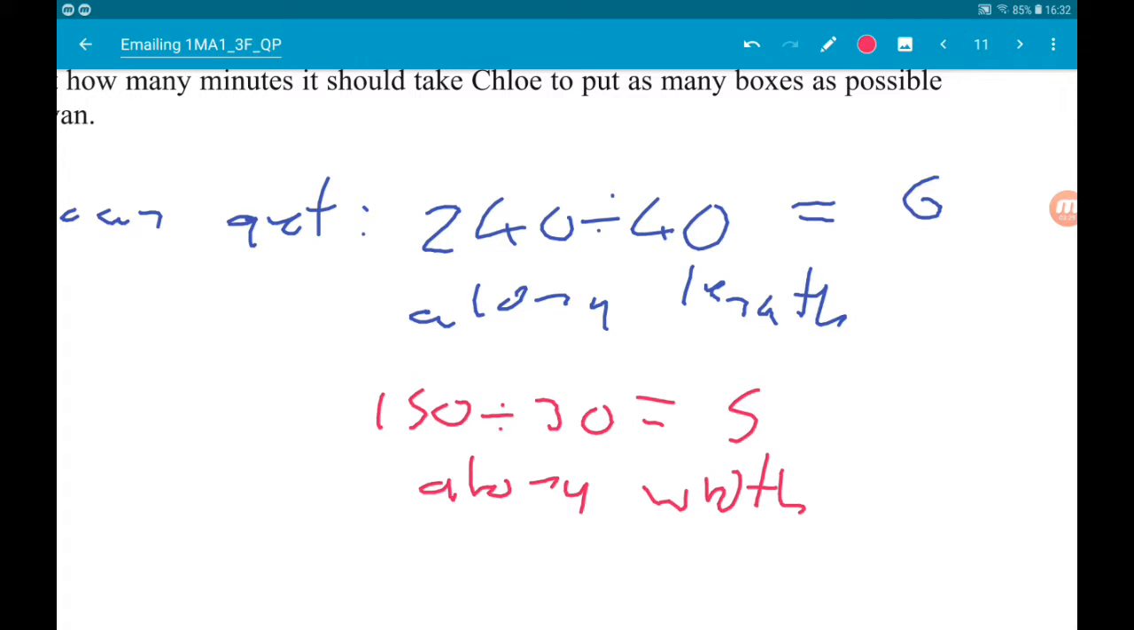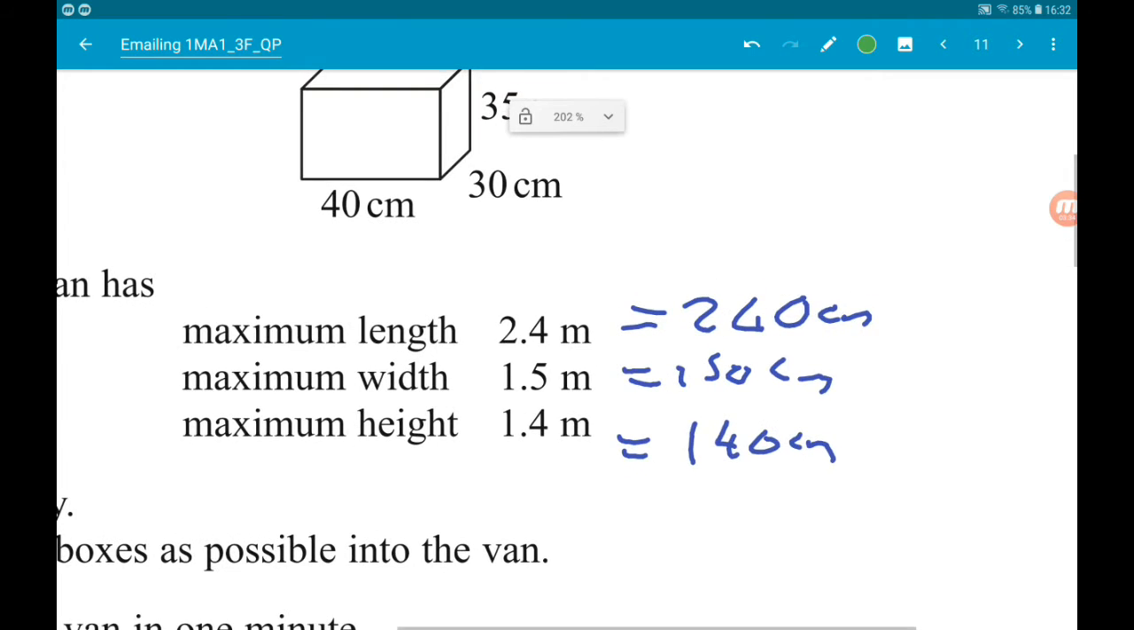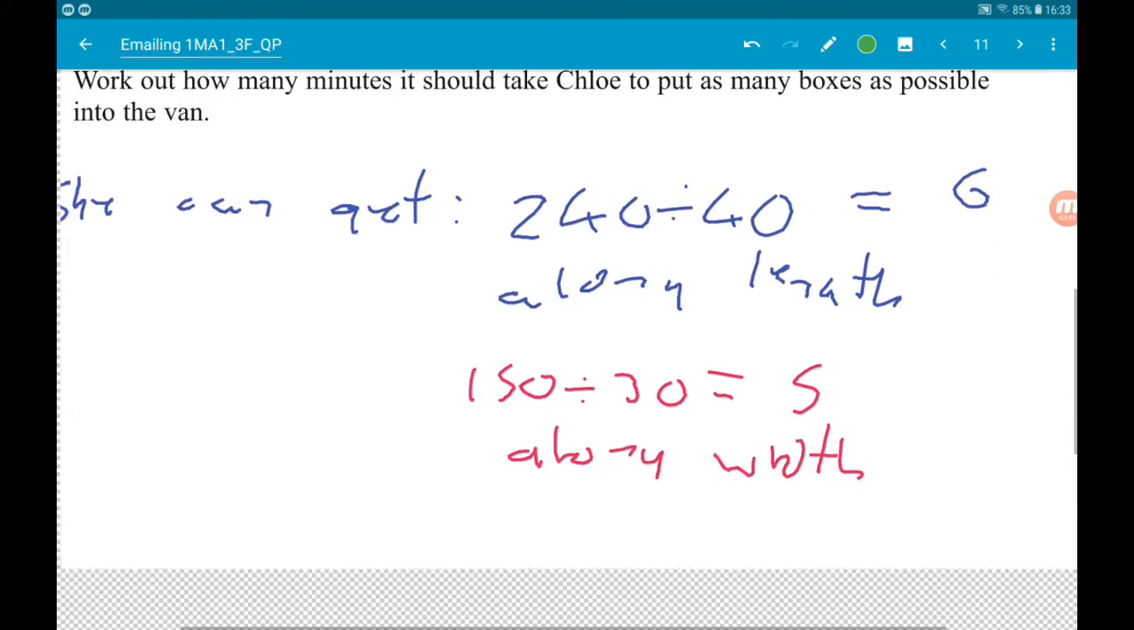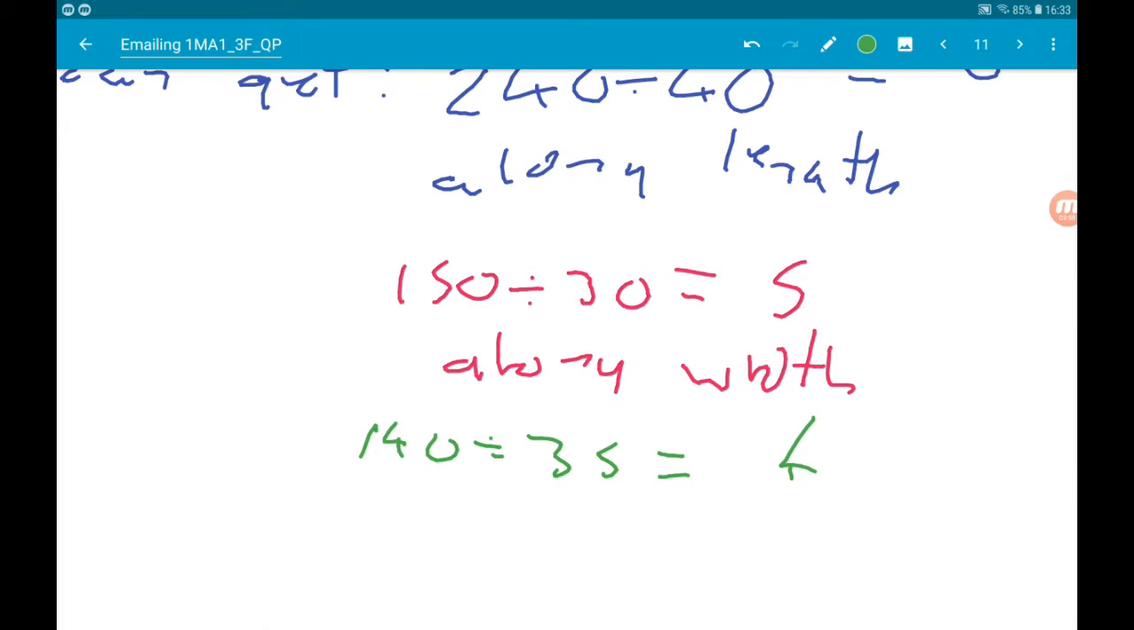Now we need to know how many layers she can get in. So we're going to do the available height divided by the height of a box. So 140 divided by 35 gives us 4. So that's 4, what should we call it? She can get 4 layers.